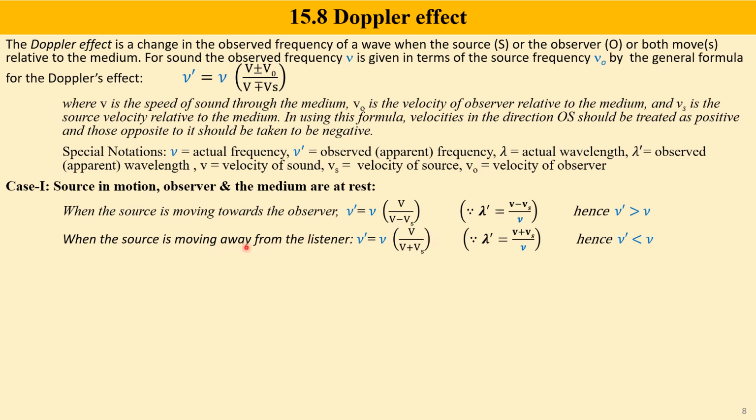When source is moving away from the listener, nu dash is equal to nu into V divided by V plus Vs, because V is greater than Vs. Therefore, lambda dash is equal to V plus Vs divided by nu. Hence, nu dash is less than nu.